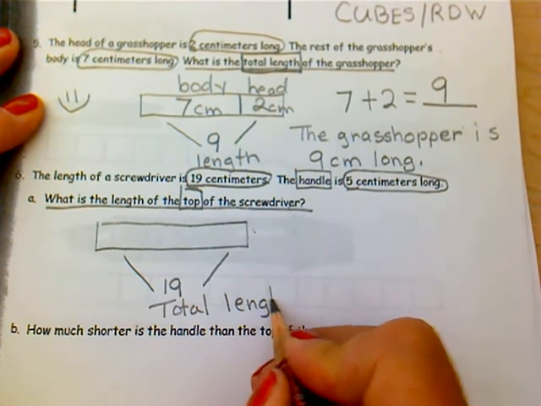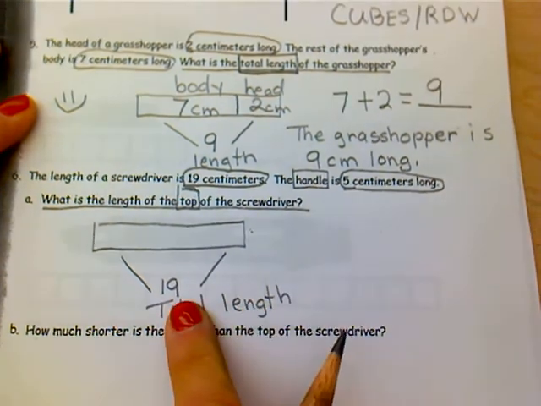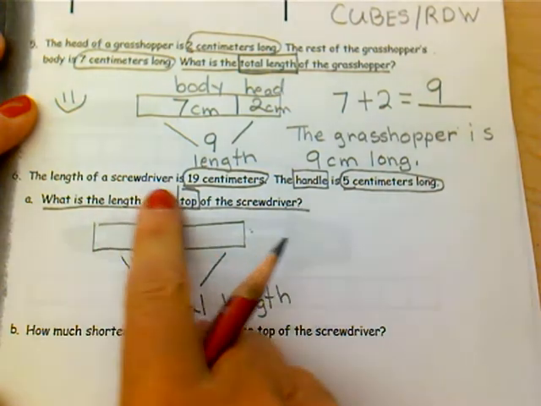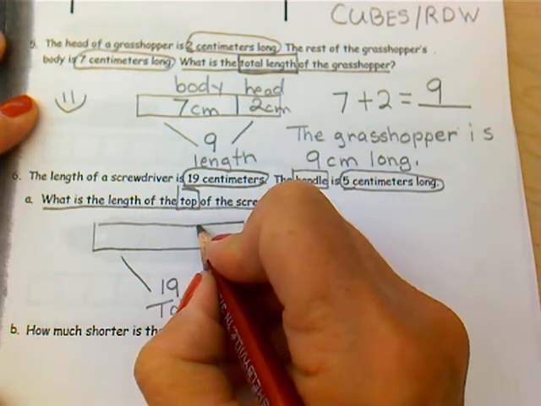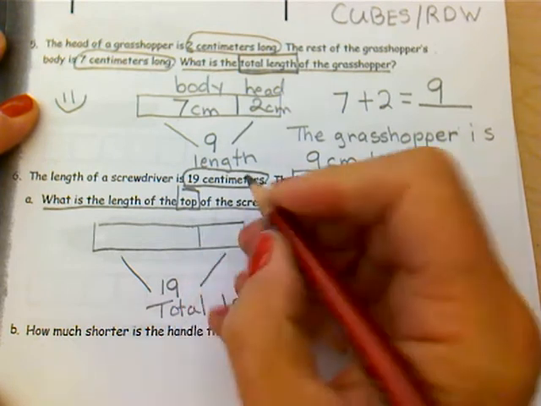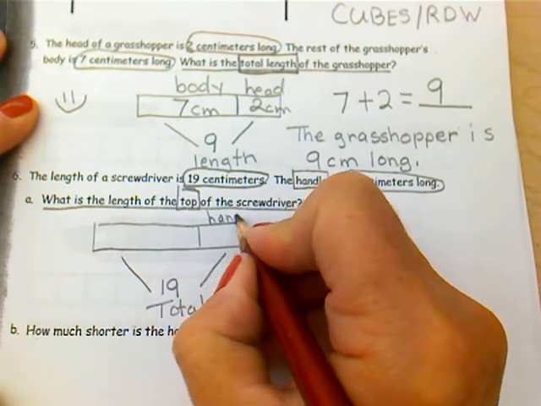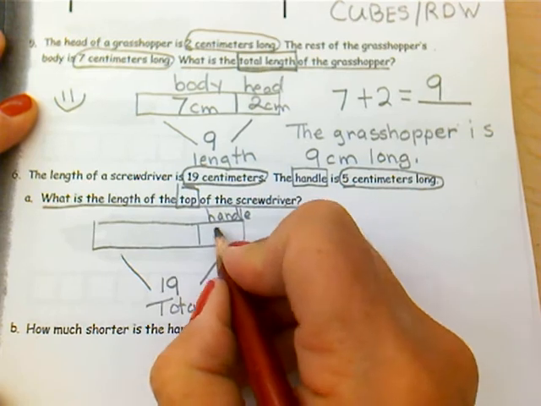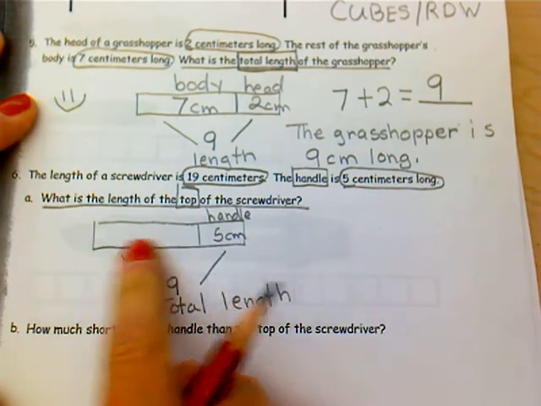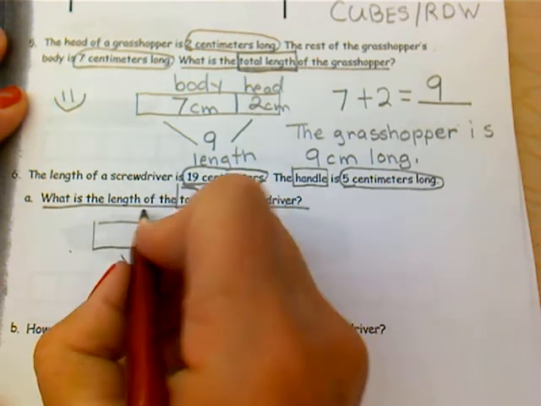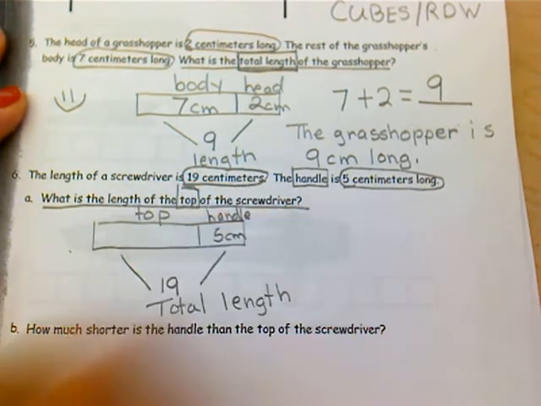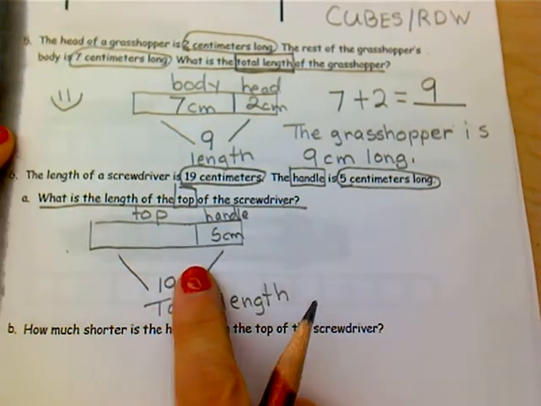And I should be always labeling things. So 19 centimeters is the total length of that screwdriver. And I do know about the handle. How long was that handle? The handle was 5 centimeters. So what I'm trying to figure out is what is the length of the top. So here's the top. I need to figure out what is the length of the top.